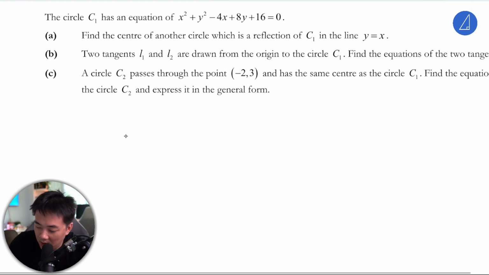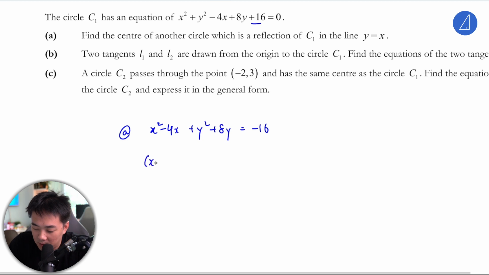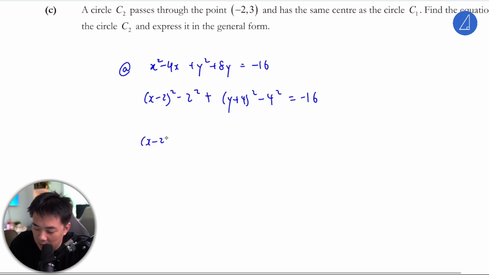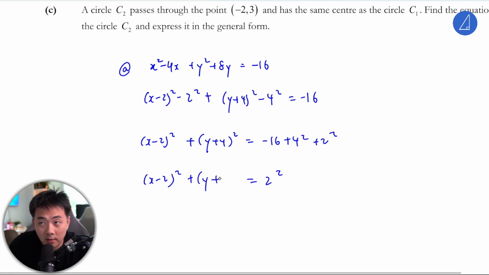So the first thing is to understand that we just complete the square. I'm going to find the center first. So usually what I'll suggest is completing the square. I'll just bring this 16 over to the other side, so it becomes negative 16. Then I'll complete the square here: x minus 2 squared minus 2 squared plus y plus 4 squared minus 4 squared equals negative 16. Then what we get is x minus 2 squared plus y plus 4 squared equals negative 16 plus 4 plus 16, which is 4, or 2 squared.